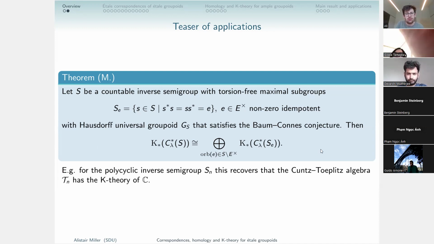So, what's the first interesting inverse semigroup? Maybe it's not the first interesting one, but it's definitely an interesting one. It's the polycyclic inverse semigroup, which is related to the Cuntz algebras. If you take this inverse semigroup, this formula will tell you that the Cuntz-Toeplitz algebra has the K-theory of the complex numbers. So that's the sort of thing this is recovering. That's the kind of statement this is making. But we're able to make it for more general inverse semigroups.